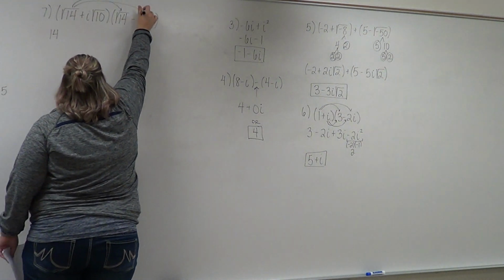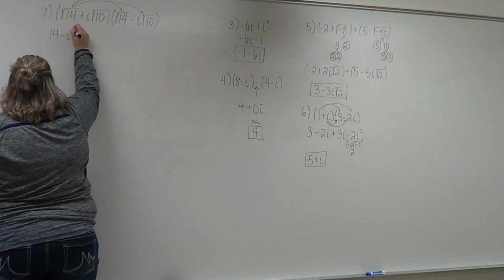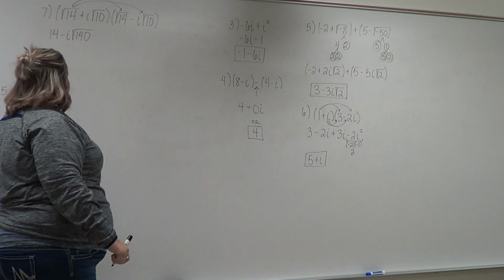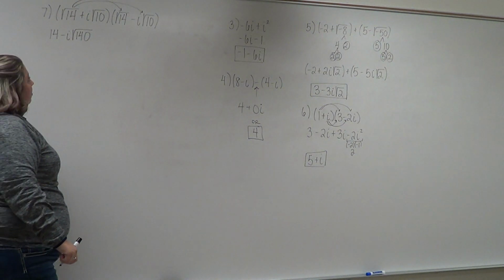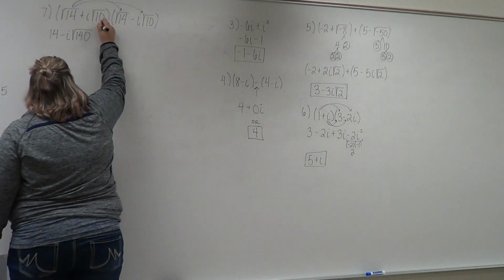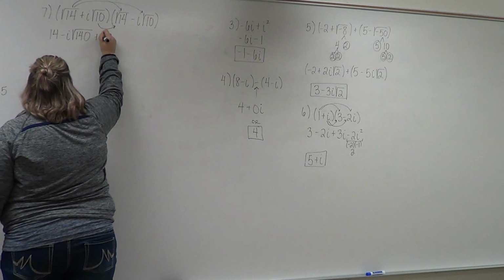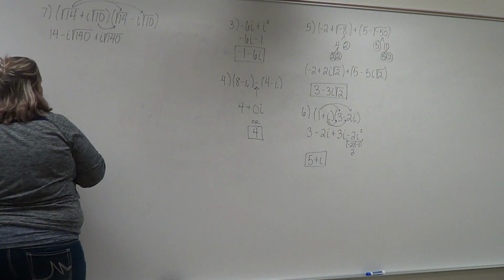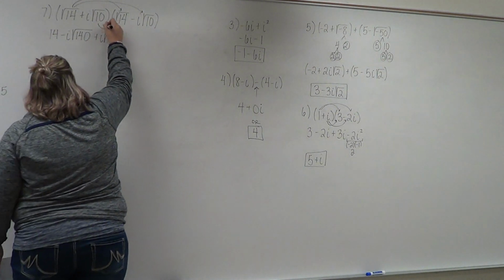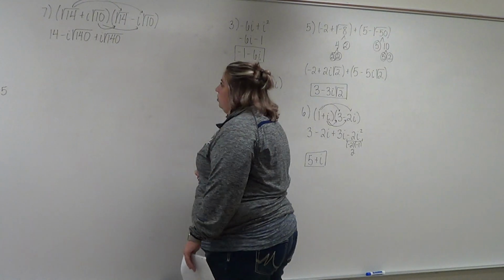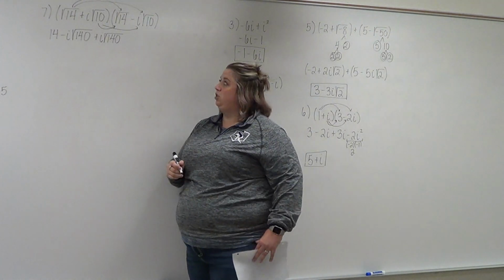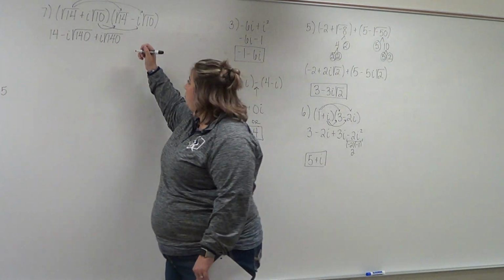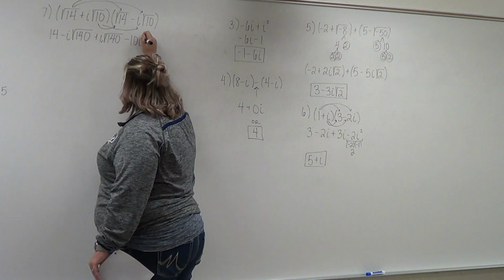Square root of 14 times negative i square root of 10, those numbers are both on the inside, so those get multiplied together. So that would be negative i square root of 140. And then i square root of 10 times square root of 14 would be plus i square root of 140. Okay, and then if I multiply the last terms, what's i times i? i squared. What's square root of 10 times square root of 10? 10. So this would be minus 10i squared.